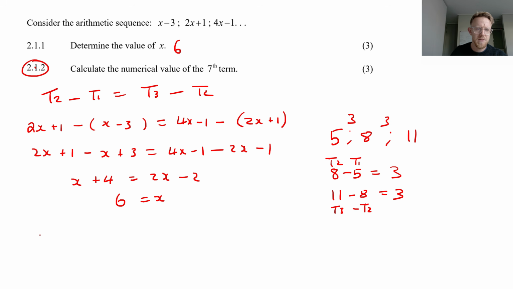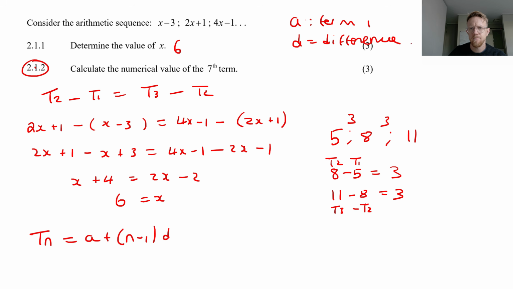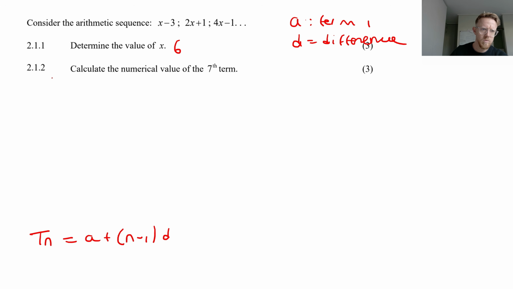This question here says, calculate the value of the 7th term. So because they just want the term, we can just use the Tn formula. And because it's arithmetic, that's our formula over there. Remember that a is term 1, d is the difference. So we don't know what the difference is just yet. To find the difference, we're going to have to see what term 1 and 2 will be. So term 1 is going to be x minus 3, which is 6 minus 3, because x is 6, and that'll give us 3.